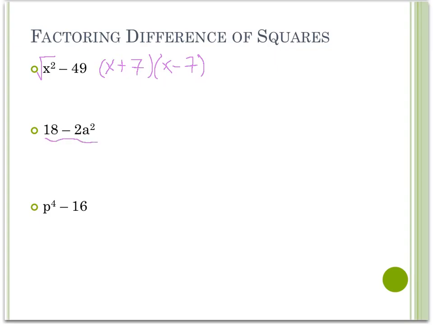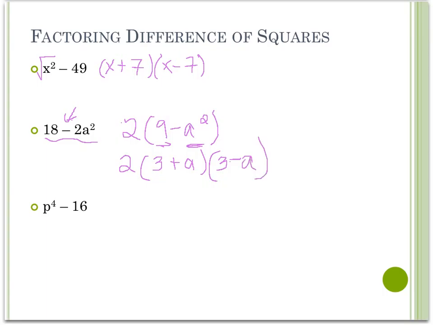This next one, well, there's two terms, it's being subtracted, but 18 is not a square, and 2a squared is close, but not exact. So what we need to do first is look to pull out the greatest common factor, in this case 2. When we take a 2 out, we're left with 9 minus a squared. This might not be the most traditional look of a difference of squares, but it is still a difference of squares. 9 is a square, a squared is a square. And so following our rules, we end up with 2 times 3 plus a and 3 minus a.